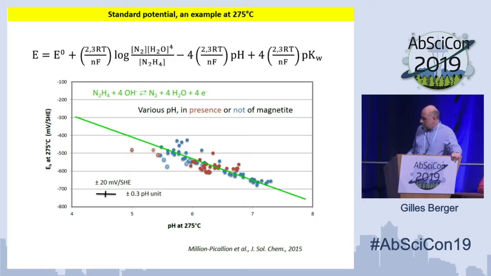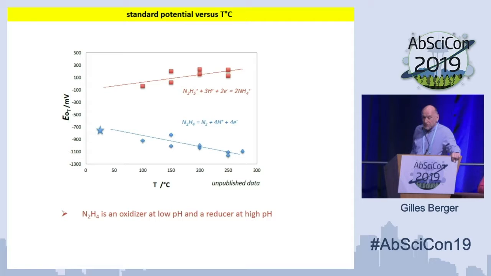And you have the equilibrium reaction in green and the corresponding Nernst equation here. We continue this work at a lower temperature and lower pH, because at low pH, hydrazine is also an oxidizer. It is reduced to ammonia. This figure shows that in the intermediate EH range, hydrazine is not stable, and it is oxidized to nitrogen and reduced to ammonia. It's a typical disproportionation reaction.